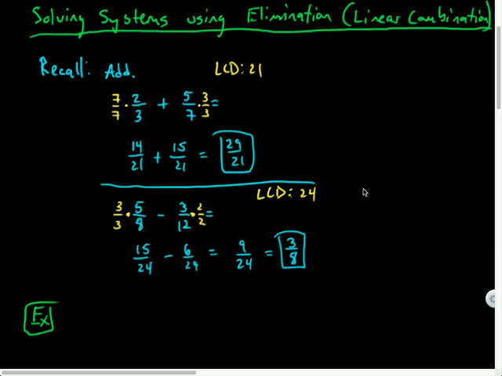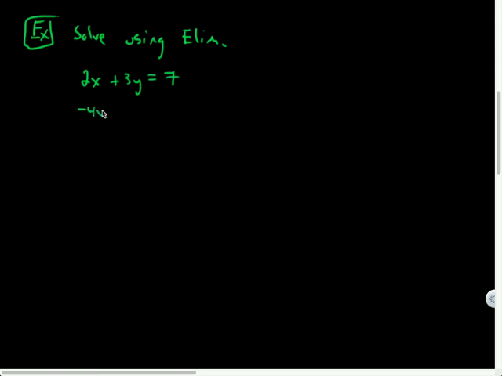So let's do our first example of solving by elimination method here. So solve using elimination. So let me get you a problem here. How about this one? This one sounds good. Let's say I've got 2x plus 3y equals 7 and negative 4x minus 5y equals 13.